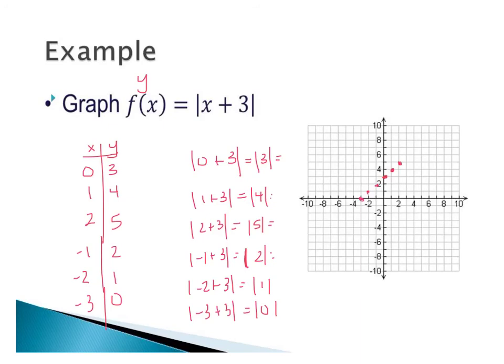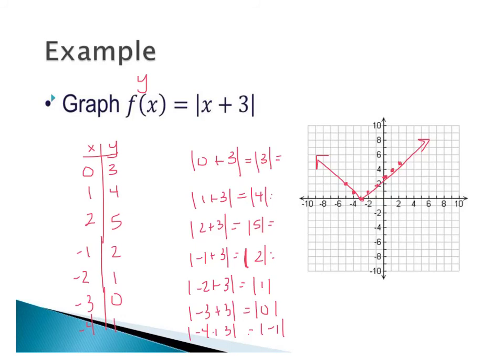Okay, here we go. Negative 4. Negative 4 plus 3 is negative 1. What's the absolute value of negative 1? Positive 1. There we go. There was our turning point. If we do one more, if you do negative 5, you'll see that it hits right there. There is our V that we were looking for.